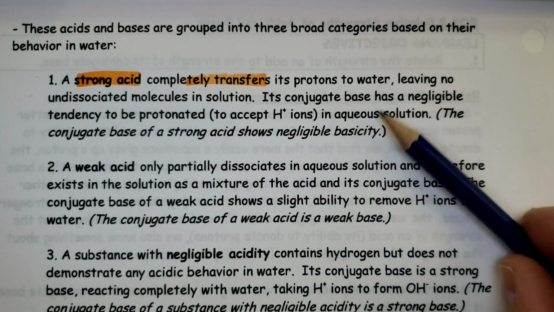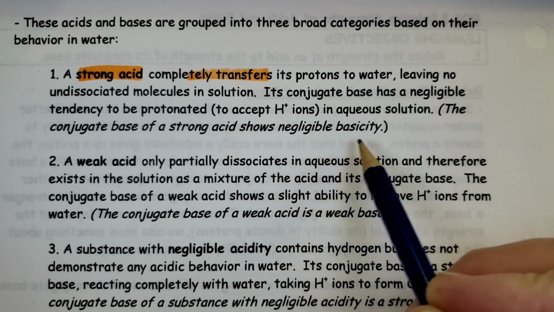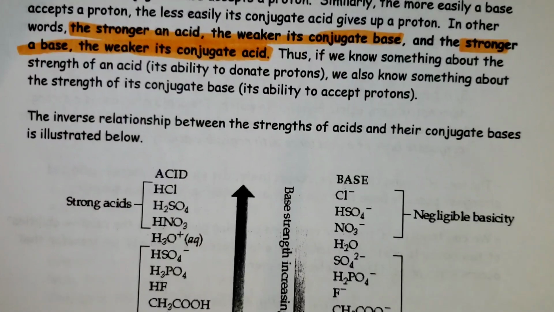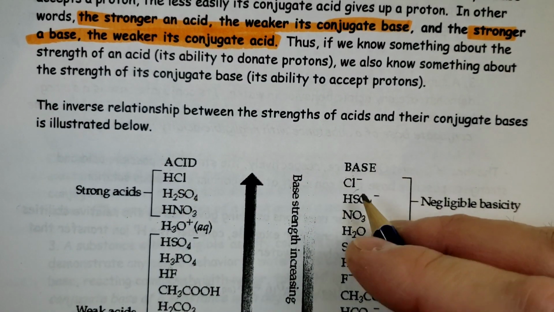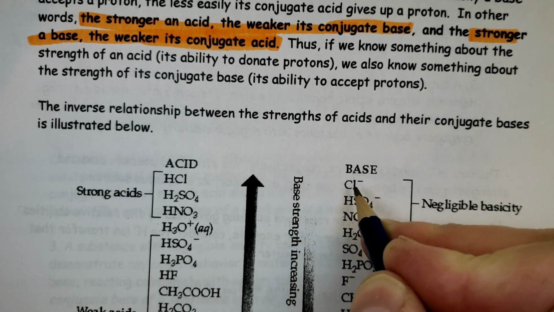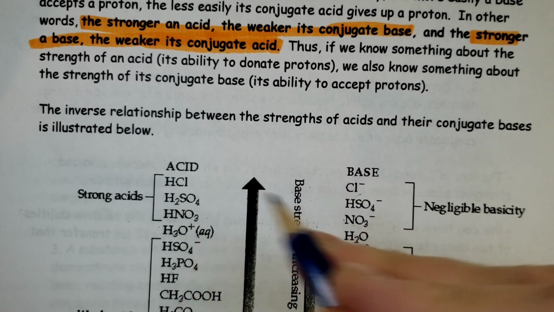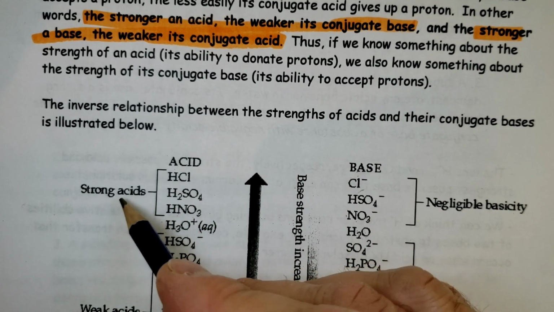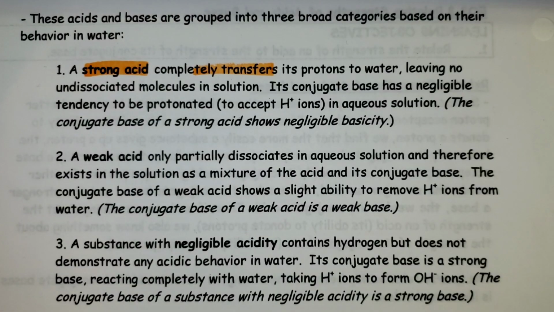So its conjugate base has negligible tendency to be protonated, so the vice versa reaction is not going to happen because it strongly breaks down. For example, if we look over here, HCl gives up an H plus and leaves Cl minus. Going backwards, the Cl wanting to accept an H and go this way, as we can see, it's weak. So they're vice versa. Strong acid has a weak conjugate base, strong base has a weak conjugate acid.